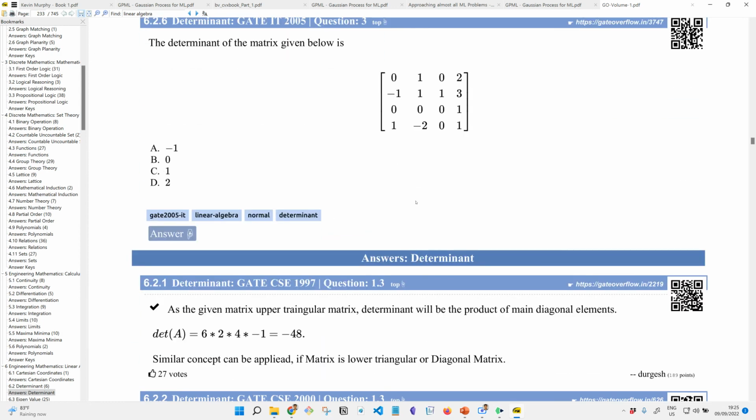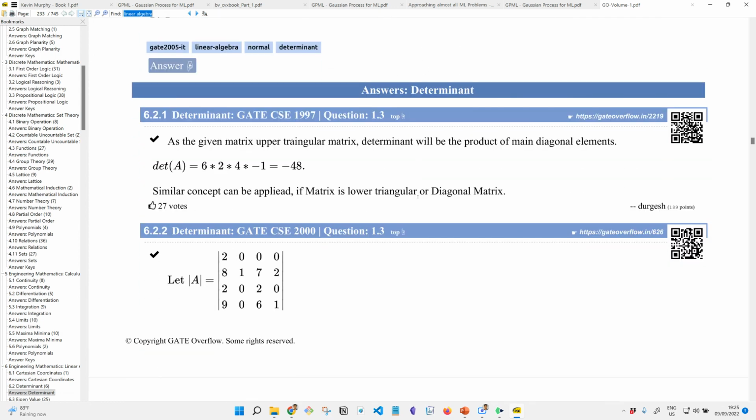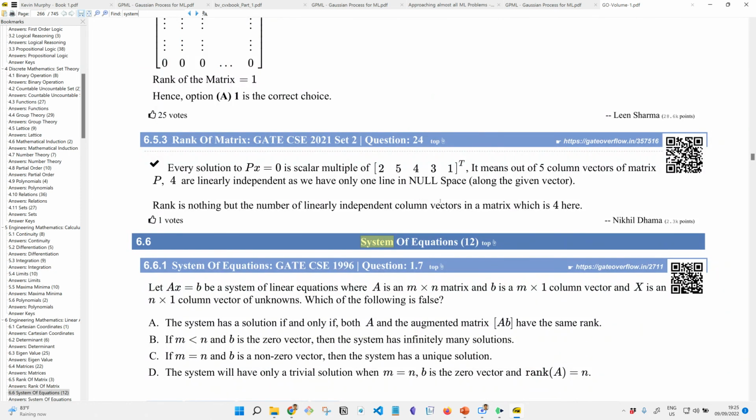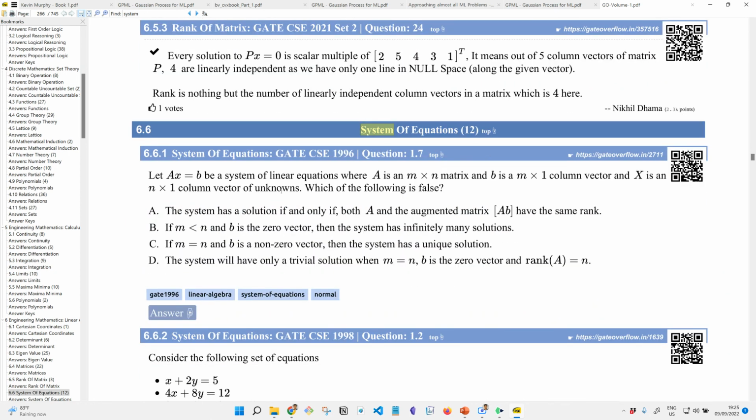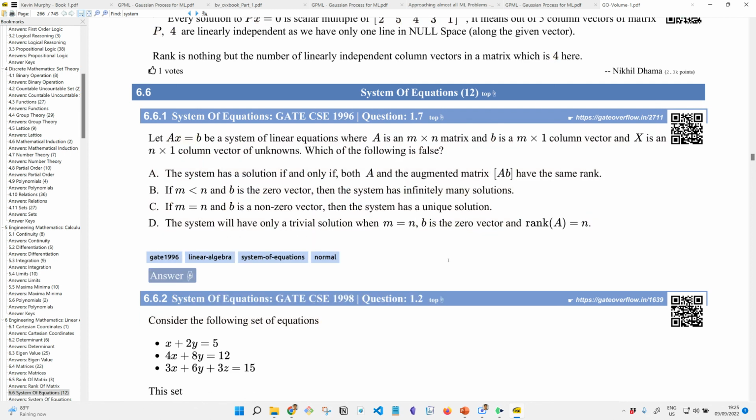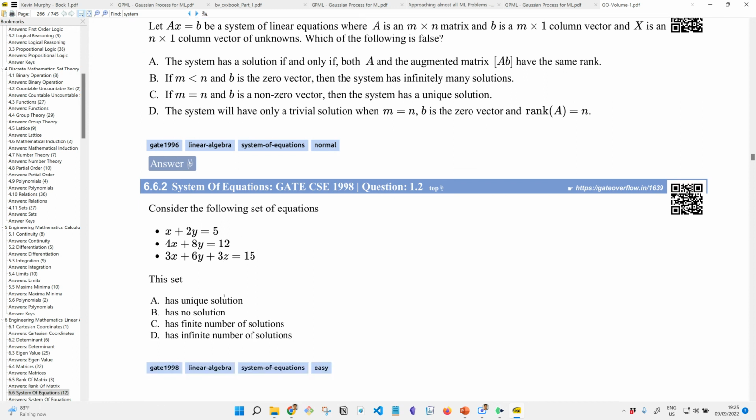So in this book you will find some questions. Let me see. System of equations, right? So now they have a question here. Let Ax equal to b be a system of linear equations. A is m cross n, b is m cross 1 column vector, x is this thing. Which of the following is false? Today we did not get into details. Hopefully, after the next 2 or 3 classes, you should be able to solve this question. And similarly, this question perhaps you will be able to solve after the next class.